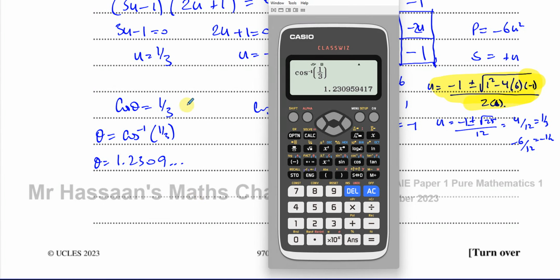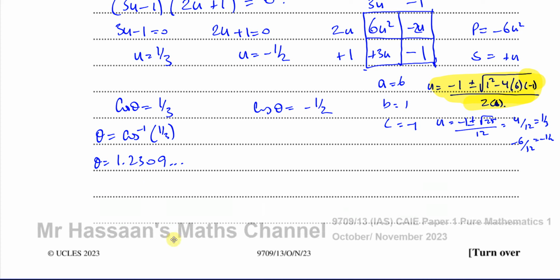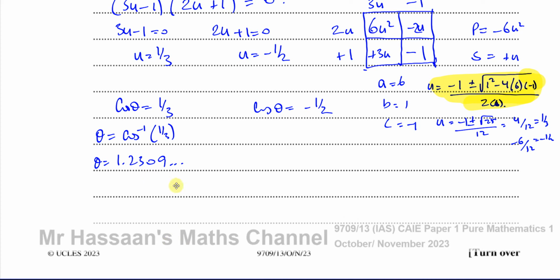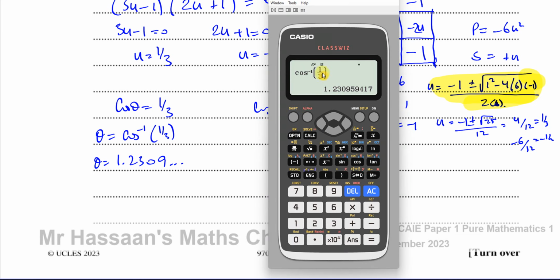I don't know why some students, whenever they get a radian answer which is not in terms of pi, just add a pi to it because they think it has to be in radians, and if it doesn't have a pi next to it, that means it's not in radians. No, that's not true. If the calculator is in radian mode and it gives you this answer, this is the answer. You don't have to stick a pi next to it. This is the answer in radians. So that's called the principal solution.